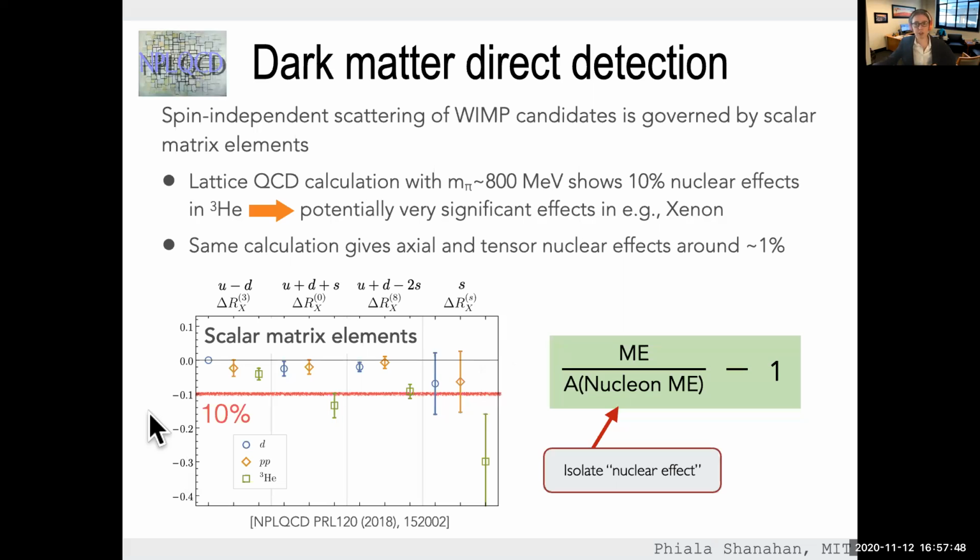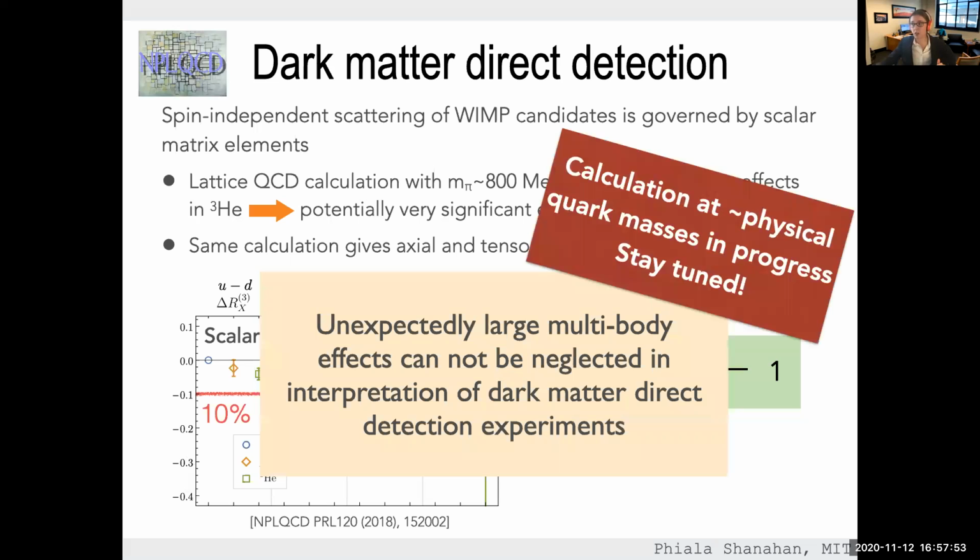And of course, these calculations are not systematically controlled, with a larger than physical value of the pion mass. But what this says is that these unexpectedly large multi-body effects really shouldn't be neglected in the interpretation of dark matter direct detection experiments. And it's really crucial to do a systematically controlled study. And so we have a calculation at almost physical quark masses in progress on this front.